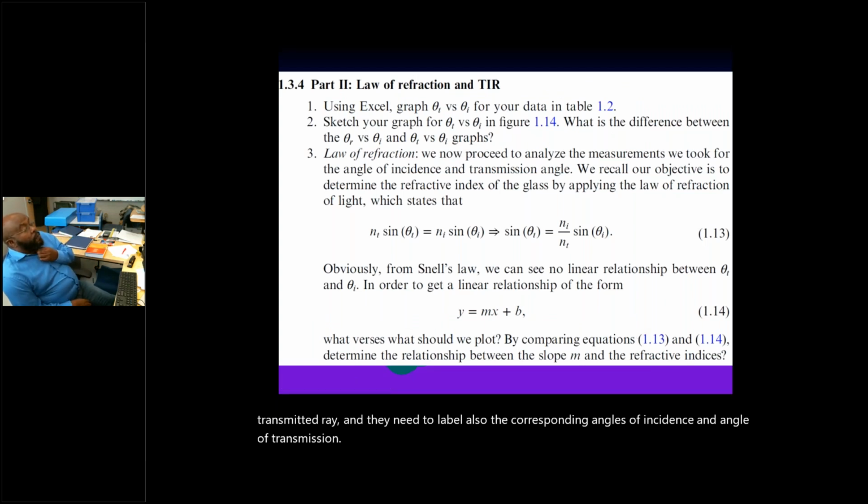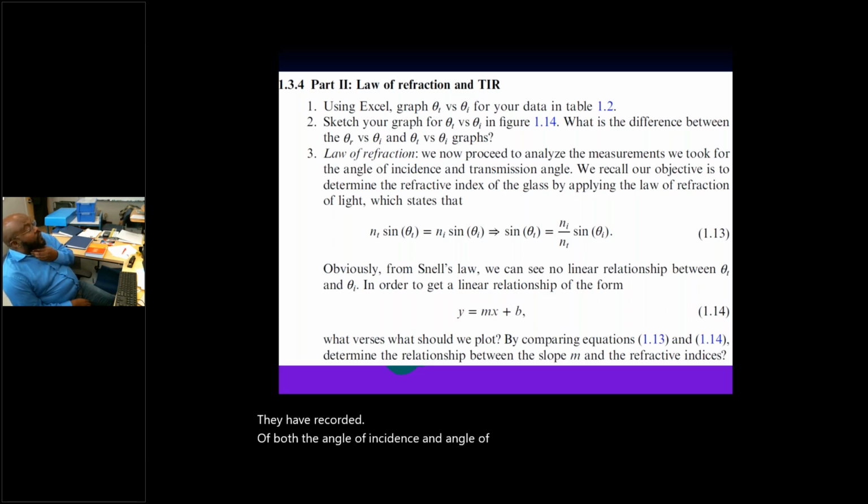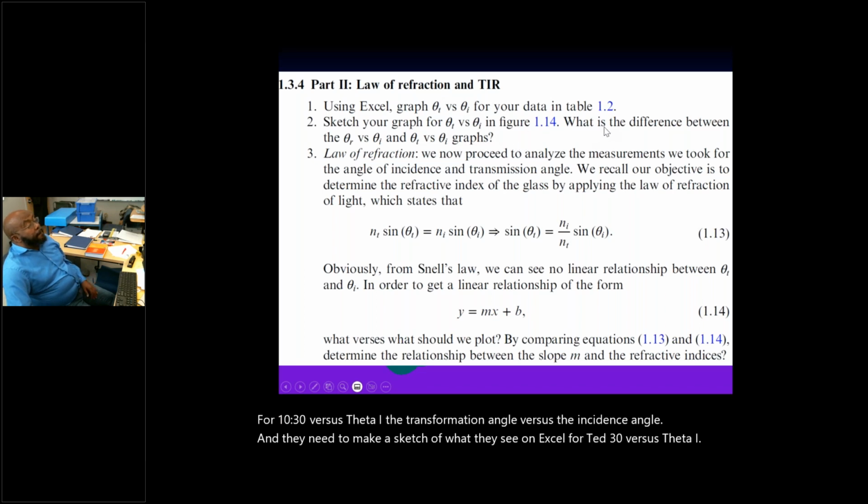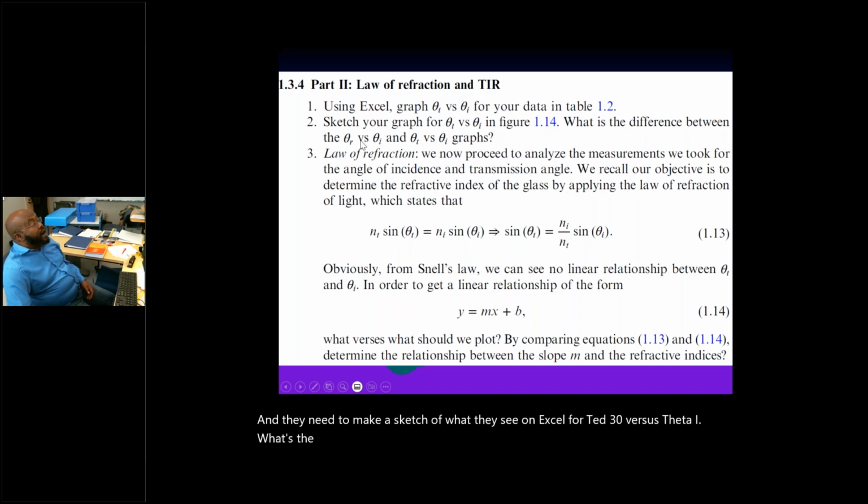So now they have recorded both the angle of incidence and the angle of transmission, and they are going to analyze the data they recorded. Again, they are asked to make an Excel graph for theta t versus theta i, the transmission angle versus the incidence angle. And they need to make a sketch of what they see in Excel for theta t versus theta i. What's the difference from theta r versus theta i?